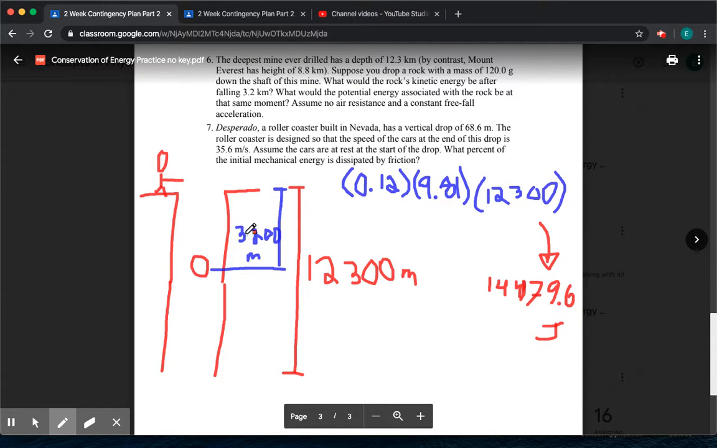We fell 3,200 meters. So if you do 3,200 divided by 12,300, that'll tell you how much you fell total percentage-wise.